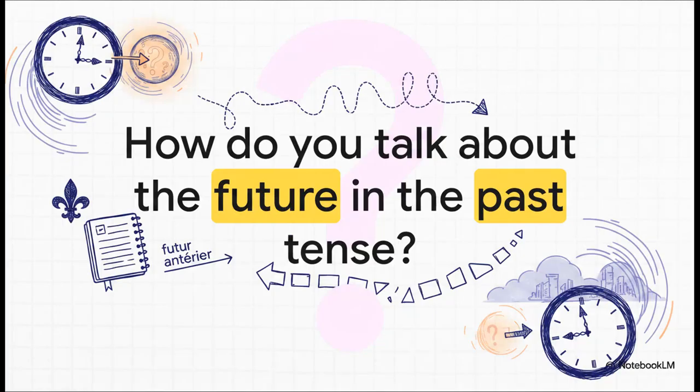So let's kick things off with a question that kind of messes with your head a bit. How do you talk about the future, but in the past tense? Sounds like a paradox, right? Well, believe it or not, there's a French tense built for exactly that.